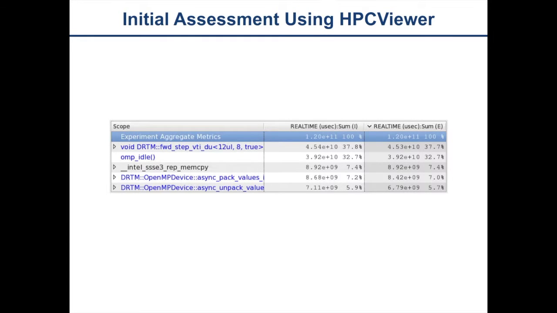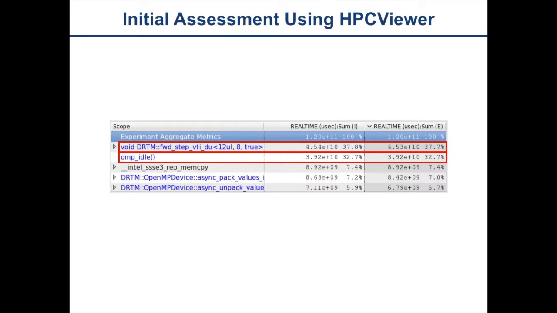Initial assessment of the DRTM application using HPC Viewer is shown. In the figure, HPC Viewer is displaying the top 5 time-consuming functions. The visualization shows that only 37.8% of the total execution time is spent on stencil computation. Also, 32.7% of the execution time is spent in idle state. This implies that stencil computation takes only 1/3 of the execution time and waiting takes around the same time. Another important observation is that memcopies take around 7.4% of the execution time, which seems excessive.